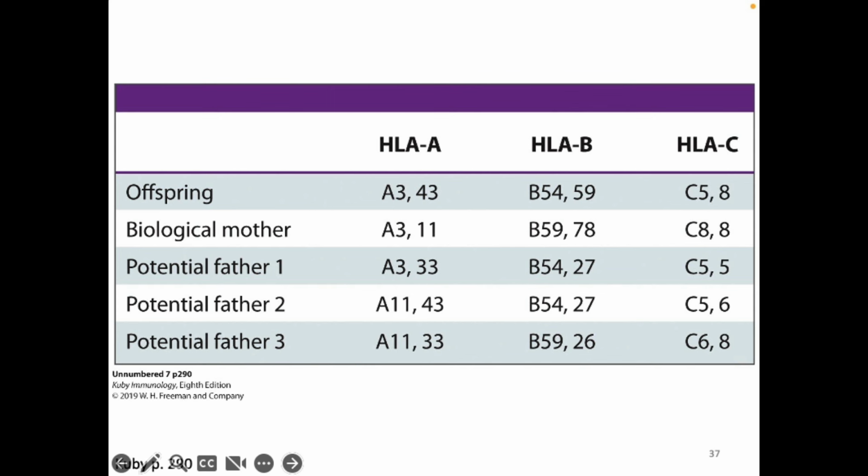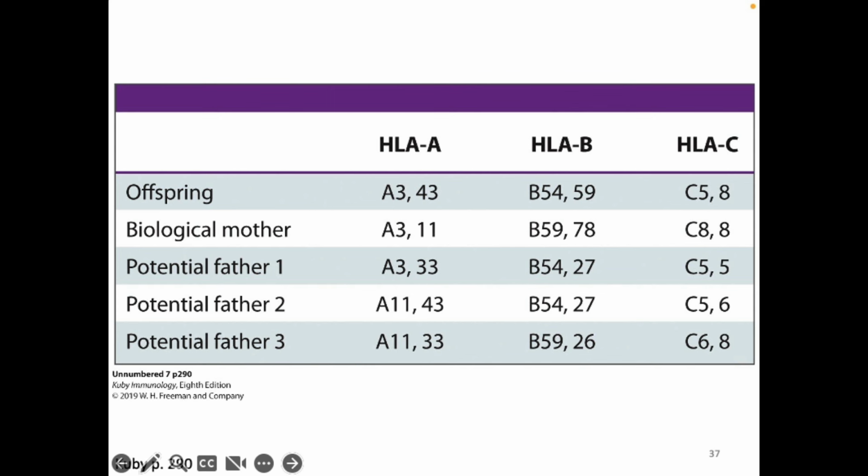And we can actually go through and check the same thing with B and C. So this child had to get B59 from its mom, so it must have gotten B54 from the dad. So that only lets father 1 or father 2 be the choice. So father 2 still works. This child had to get C8 from mom, so it had to get C5 from dad. So again, possibly number 2. And so that helps us figure that out.